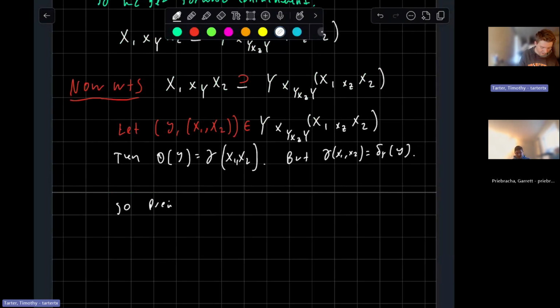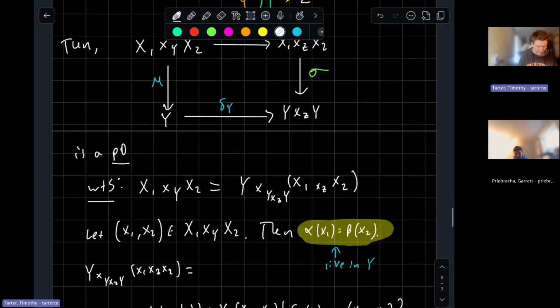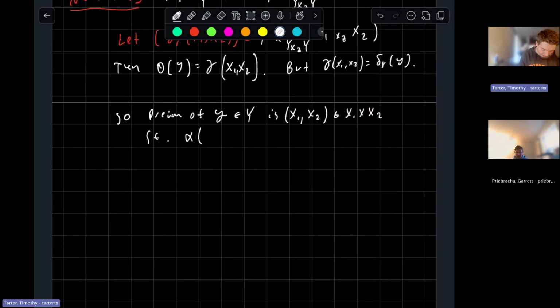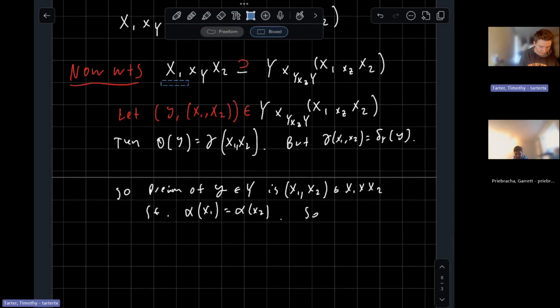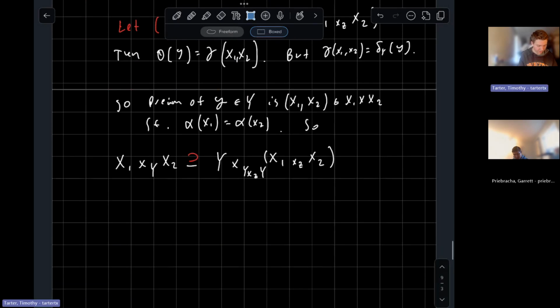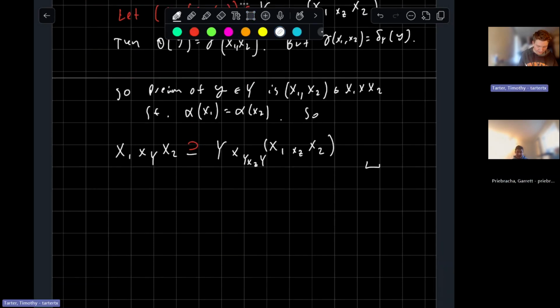the preimage of y and y is (x1, x2) in X1 cross X2 such that alpha of x1 equals alpha of x2, and so we get the reverse containment. That was actually way easier. And we get set equality.